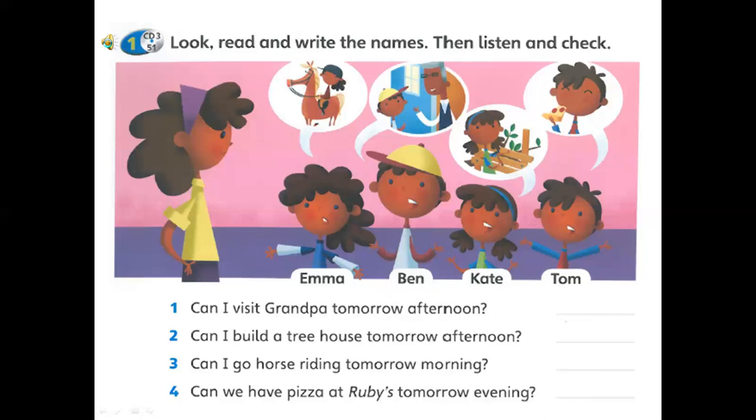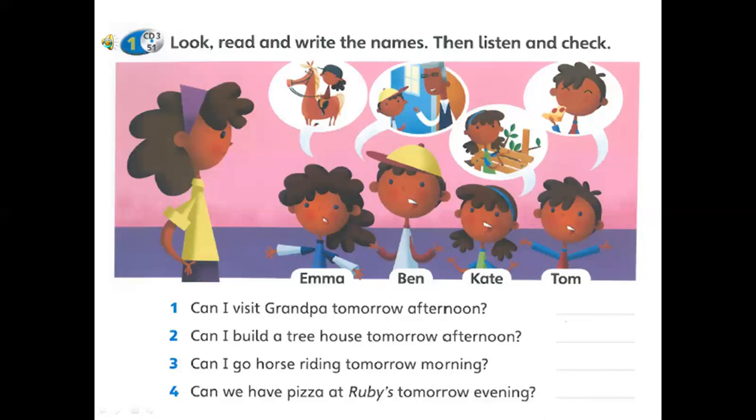We have, can I go horse riding tomorrow morning? Can we visit Grandpa and Grandma in the afternoon? So we ask questions using can. Can I? Can we? So this is a question or request. We are demanding something. We are requesting something. Can I go horse riding tomorrow morning? Can we visit Grandpa and Grandma in the afternoon?